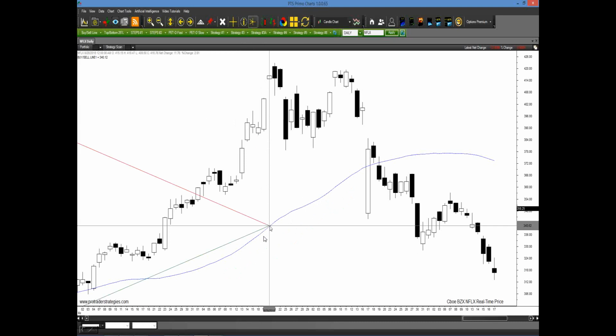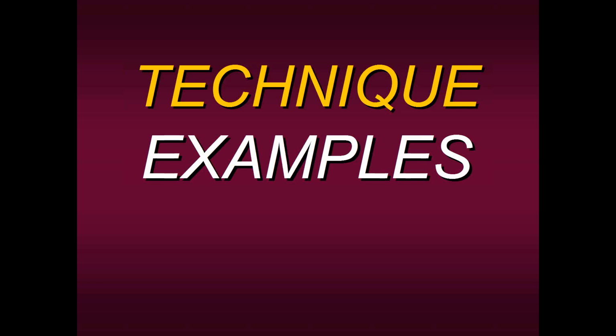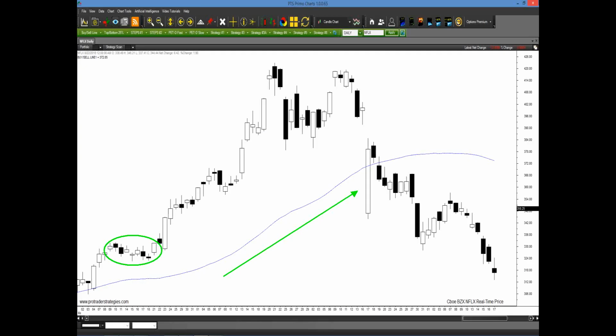What we're looking for is the relationship of the 50-period moving average and its relation to the diagonal crosshairs. That's going to tell us the strength of trend, okay? And you're going to once again see that this is only available on our platform, the PTS Primo Charting Platform, but you'll see how simple it is because it really teaches you how to trade and really identifies if the trend is still intact or if it's running out of steam. Okay, so let's look at some technique examples and I'll show you exactly how to apply this.